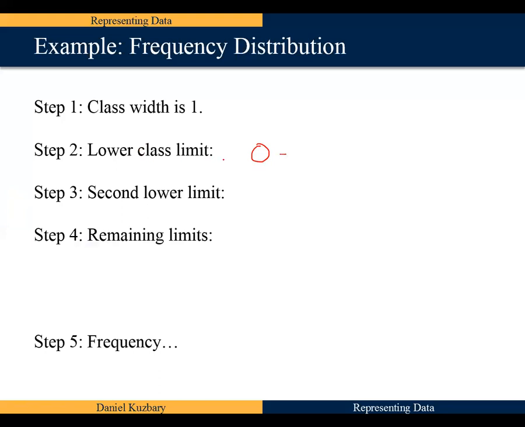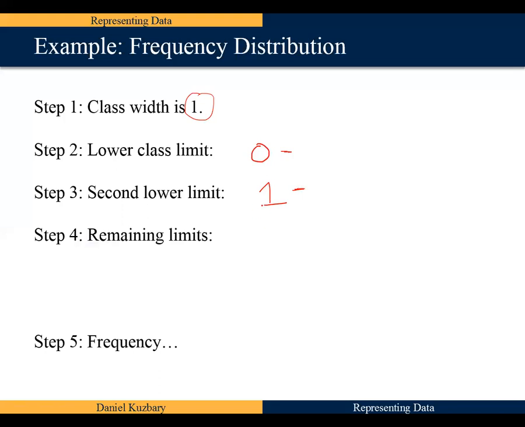The lower class limit, the first one's going to be 0 because I want this class to contain 0.25, which is a little bit bigger than 0. The second lower class limit needs to be exactly 1 unit bigger than the first lower class limit. So whatever this number is, this minus that needs to be equal to 1. So this number needs to be the number 1. So 1 minus 0 is 1. That gives me exactly what I want.